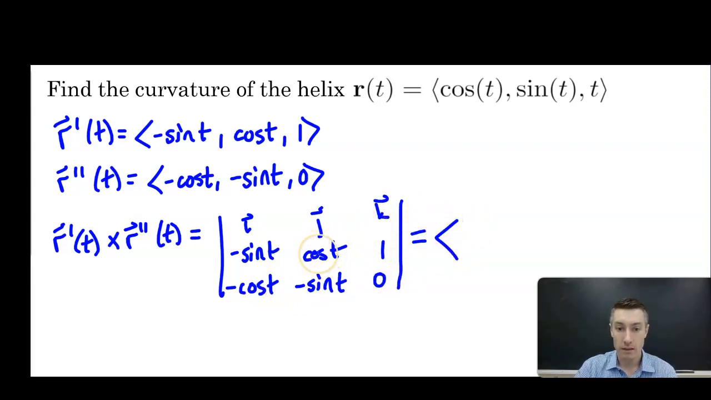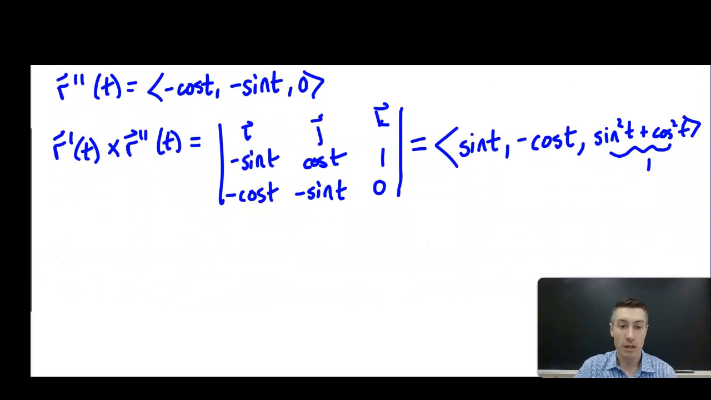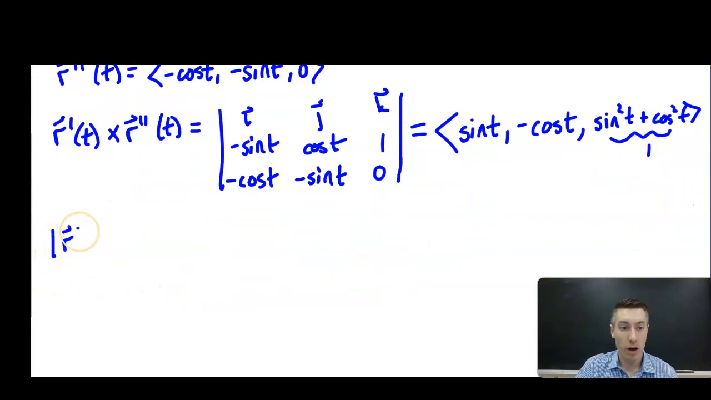So we get 0 minus negative sine of t is sine of t. And we have 0 minus negative cosine t is positive cosine of t, but the j component is negative, so negative cosine of t. And then sine squared of t plus cosine squared t, which is just 1. So now we need to find the magnitude of that cross product vector.